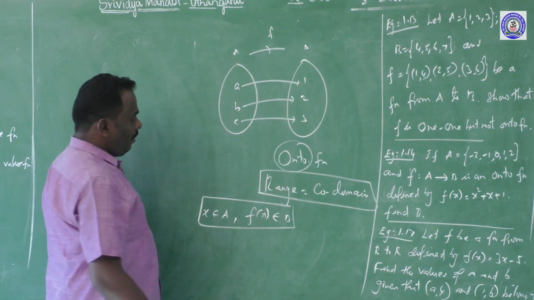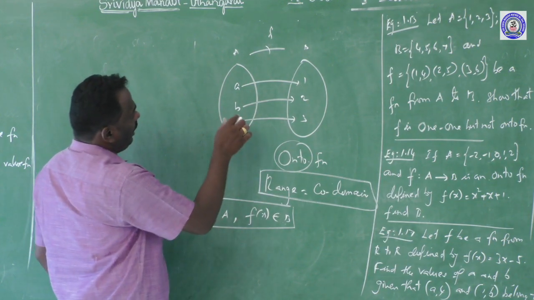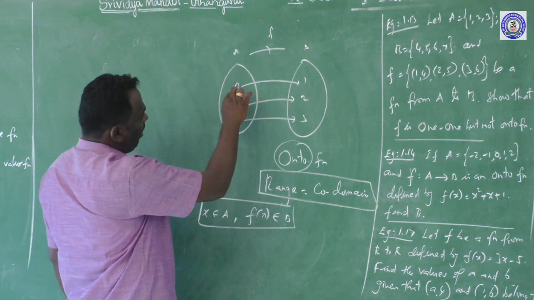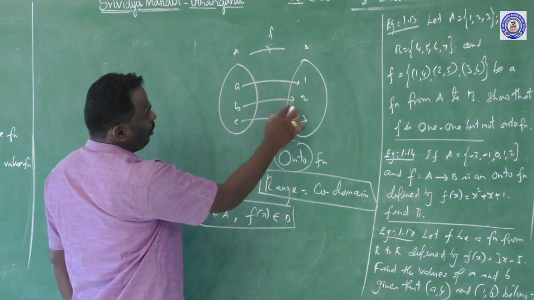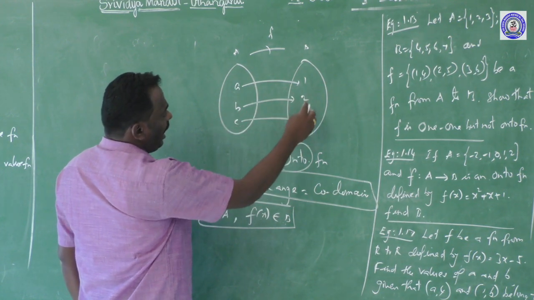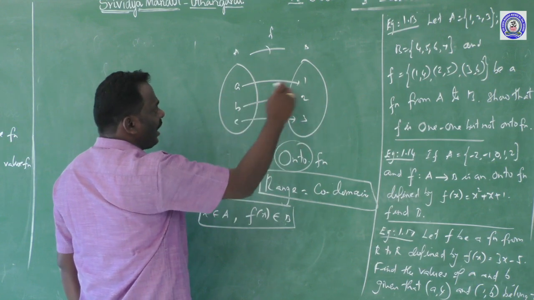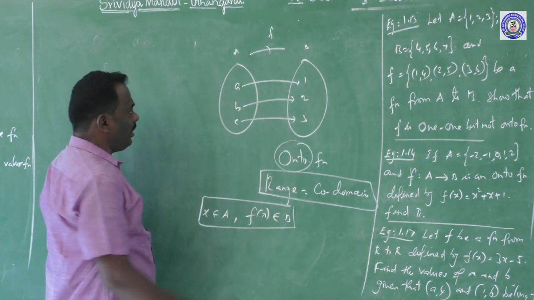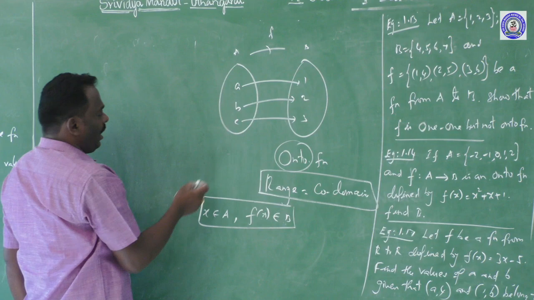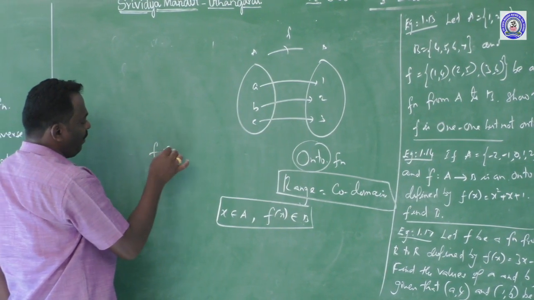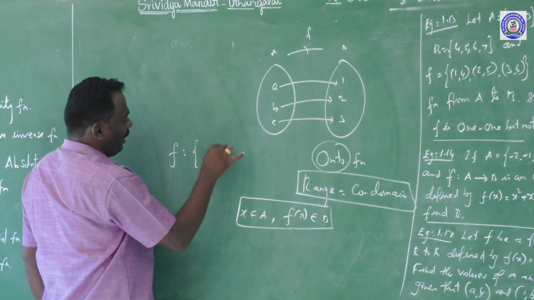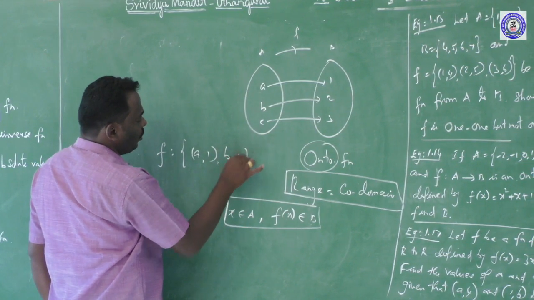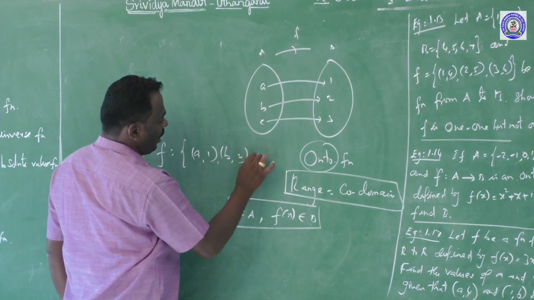Onto function. For example, in the arrow diagram, A has image 1, B has image 2, C has image 3. The connected elements are the range. We can write this arrow diagram as ordered pairs: the function is defined by (A, 1), (B, 2), (C, 3).